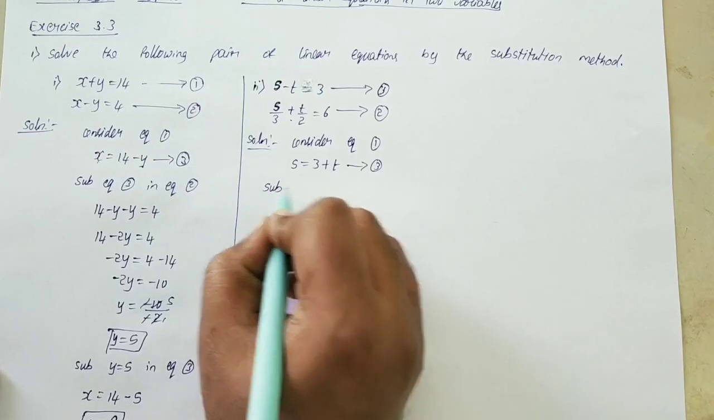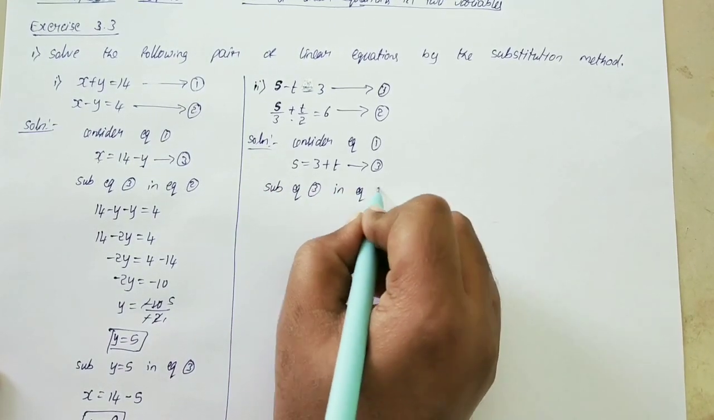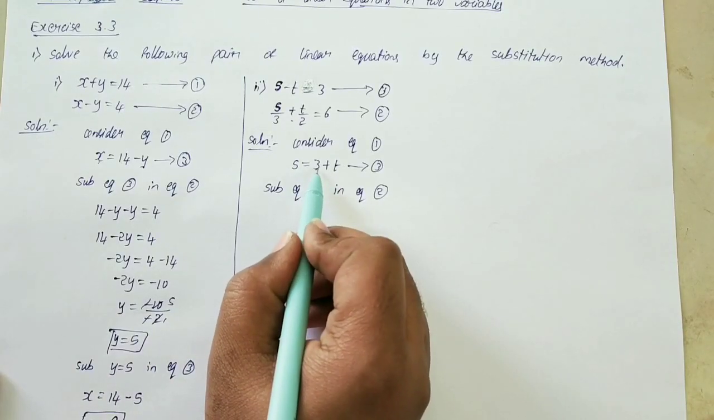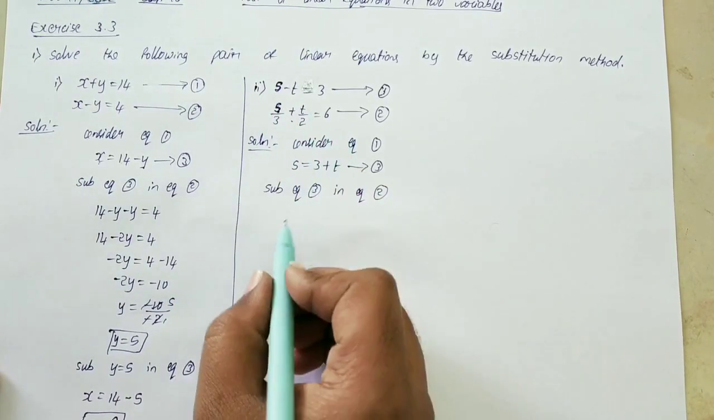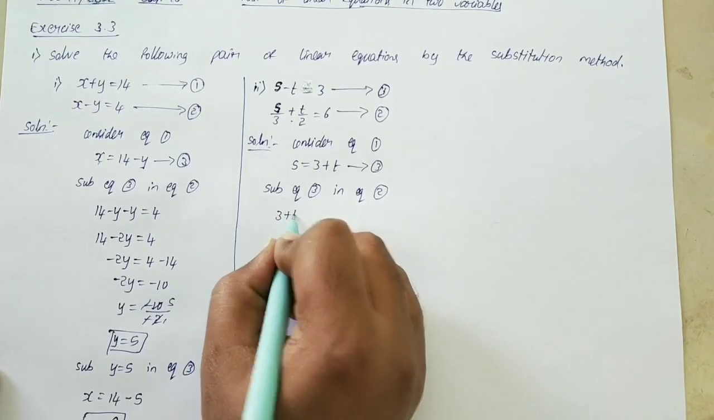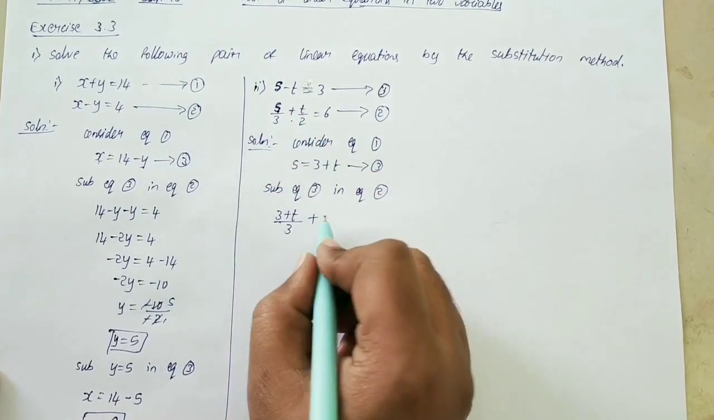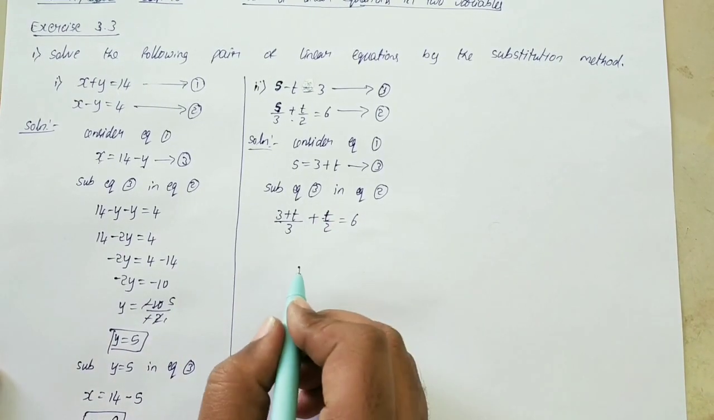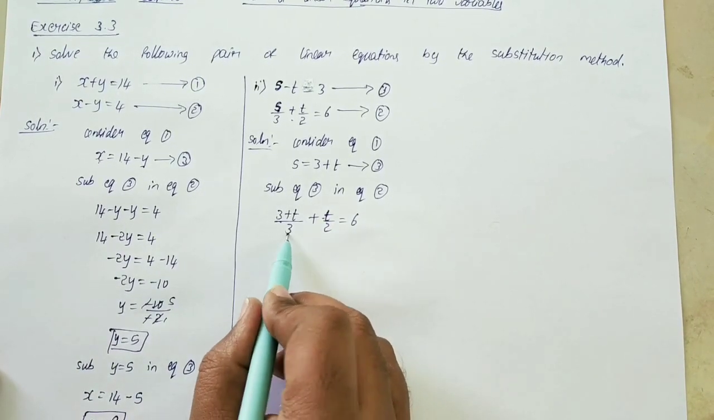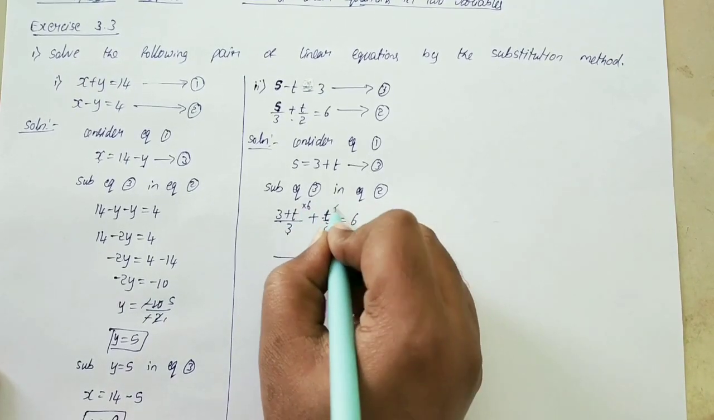Now I will substitute equation 3 in equation 2. In place of s I will substitute 3 plus t in equation 2. So the denominator 3 as it is, plus t by 2 as it is, equal to 6 as it is. Now we have to take the LCM. The LCM of 3 and 2 is 6.